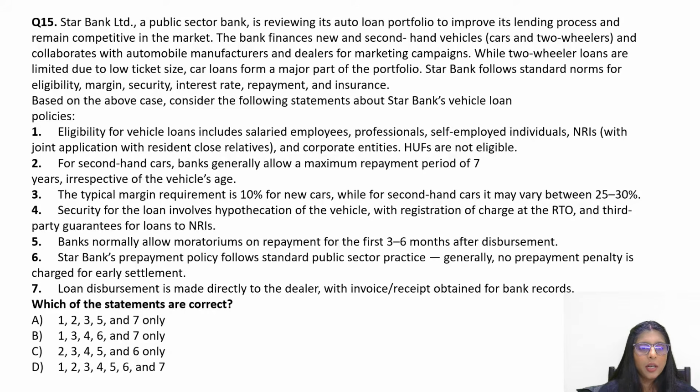State Bank Limited, a private sector bank, is reviewing an auto loan portfolio to improve its lending process and remain competitive in the market. The bank finances new and second-hand vehicles, cars and two-wheelers, and collaborates with the automobile manufacturer and dealer for marketing campaigns. While two-wheeler loans are limited due to low ticket size, car loans form a major part of the portfolio. Star Bank follows the standard norms for eligibility, margin, security, interest rate, repayment, and insurance. Based on the above case, consider the following statements about Star Bank vehicle loans.